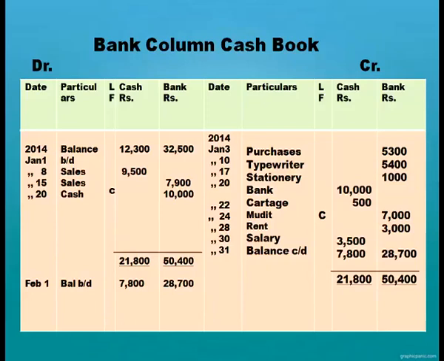Similarly, you are balancing the bank column also in order to find out the bank balance. Biggest total on both sides of the bank column, 50,400. Difference came to 28,700. That balance will be brought down in the beginning of the next month. Balance brought down: 28,700 in the bank column, and in the cash column 7,800.